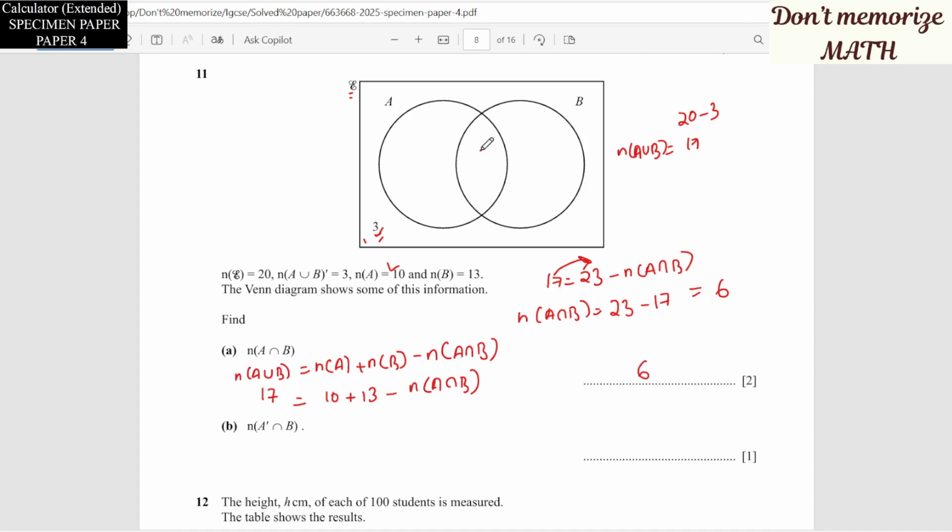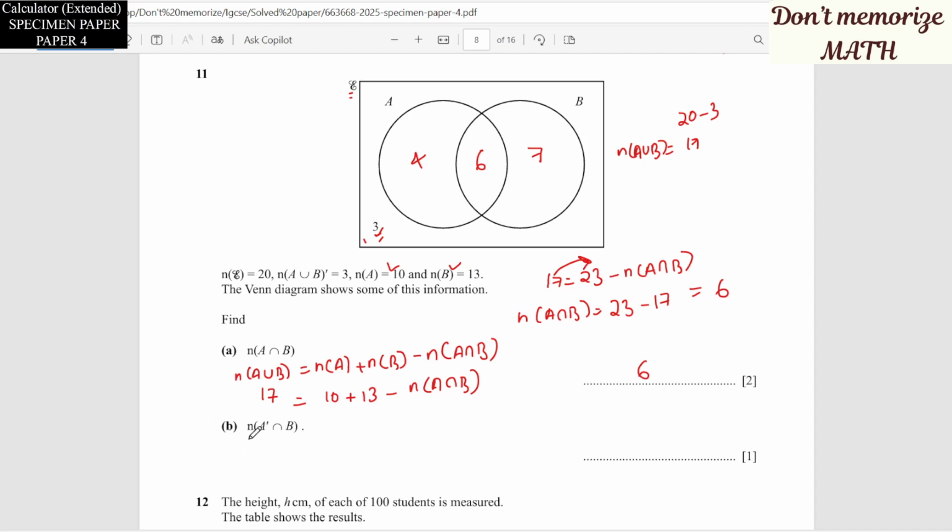That means here you have 6 elements. Okay, what is the total of n of A? This complete circle contains 10 elements. So here already we have 6. So 10 minus 6 will be 4 elements, will be only this part. Then n of B, this complete circle contains 13 elements. Okay, so 13 minus 6. What is 13 minus 6 is 7. So here you have 7 elements.